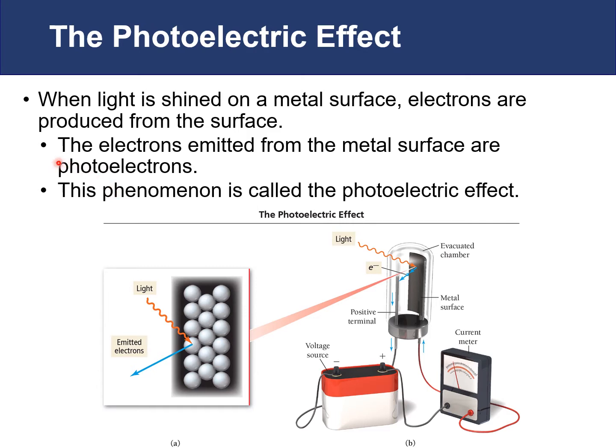The electrons that are emitted from the metal surface are called photoelectrons. They are electrons, but because they were emitted from light hitting the surface, they're specified as being photoelectrons. This phenomena of light striking a metal surface and that metal surface ejecting electrons is known as the photoelectric effect.